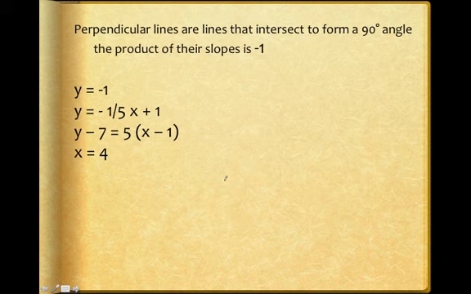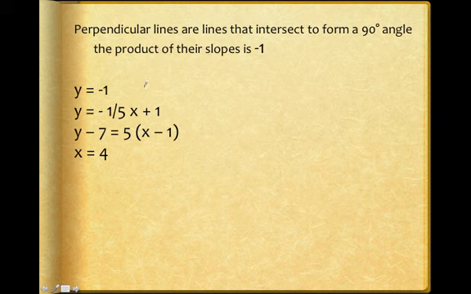Of course, perpendicular lines form 90-degree angles, but more importantly for this lesson, I'm looking for the slope having a product of -1, so that I multiply the slope of those two lines. If they equal -1, then I have perpendicular lines. So here I've got y equals -1, therefore my slope is 0.